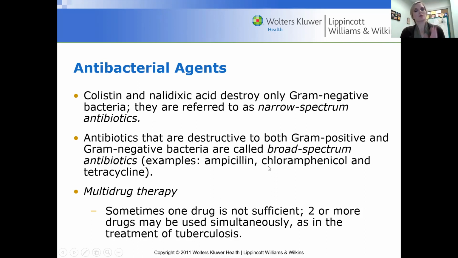Multidrug therapy. Sometimes one drug is not going to be sufficient, so 2 or more drugs may be given simultaneously, such as in the treatment of TB, tuberculosis. Most of the time, those patients will need to receive a couple different medications. And as that name implies, multidrugs are given.